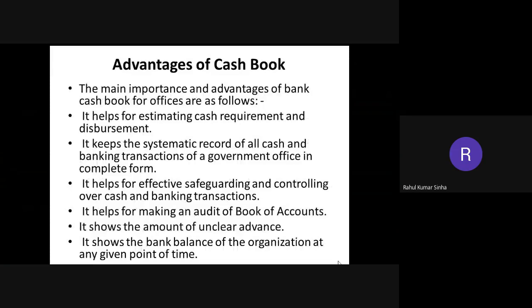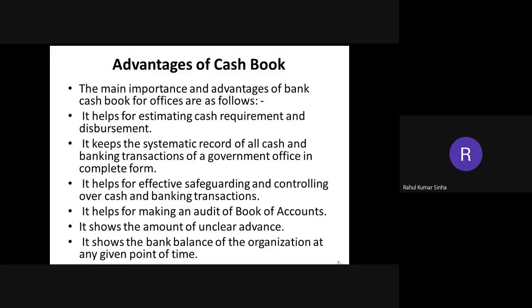Next slide, that is regarding the advantages of cash book. So when you are maintaining the cash book, what are the benefits you get? First one you see here, it helps in estimating cash requirements and disbursement. It means when you don't know the cash balance, the cash book will help you in estimating the cash requirement.